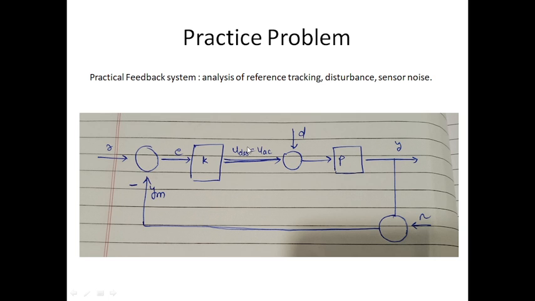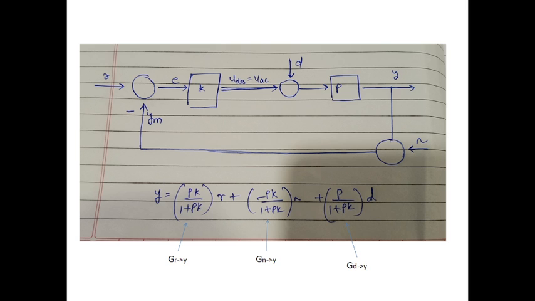I'll give the answer. This is an important example, since we'll build upon this in terms of reference tracking, noise rejection and disturbance rejection. So the answer gives some terms which would be important in further analysis. This is the map from R to Y, this is the map from N to Y, and this is the map from D to Y. So we'll further consider these results in the further summary.